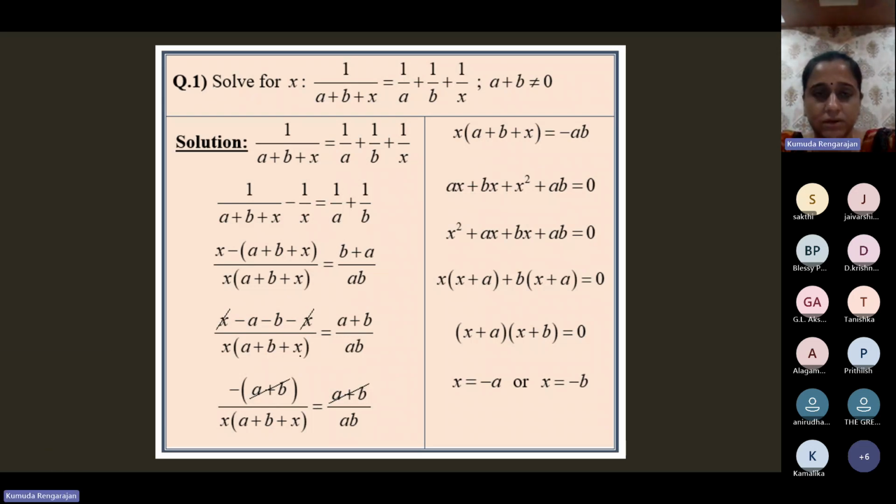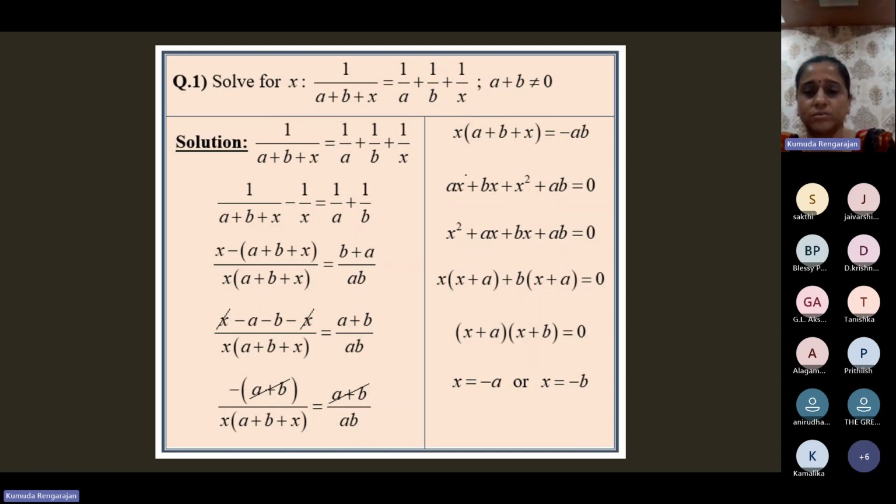So now cross multiply. So you'll have minus ab, and this one. There's one here, no? When you cross multiply, there's only one here. So this into one will be the same thing. This one into one is the same thing. Is equal to minus ab. That's the next step. Now open the bracket, ax plus bx plus x squared, and bring this also to the left-hand side. So plus ab is equal to 0.